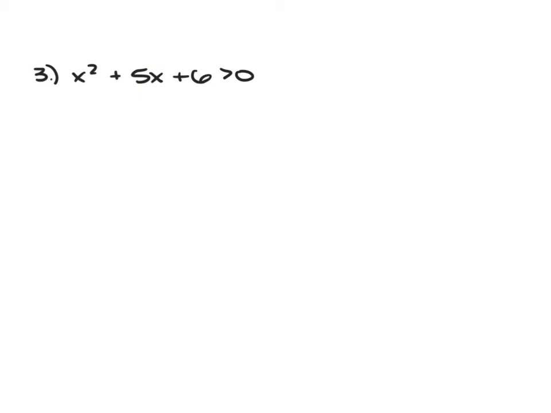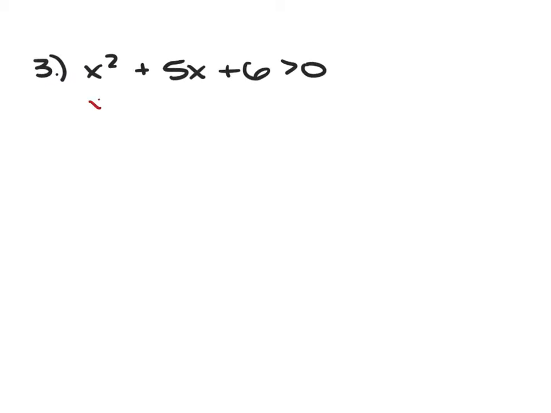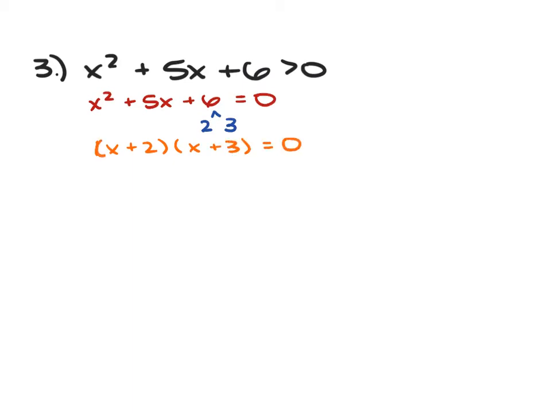Number 3, we have x squared plus 5x plus 6 is greater than 0. So with this one, we are going to change it to be equal to, and then also solve by factoring. So we are going to change this to be x squared plus 5x plus 6 equals 0. We find the factors of the 6 that add up to be the 5. We get 2 and 3. So this is going to be x plus 2 times x plus 3 is equal to 0.